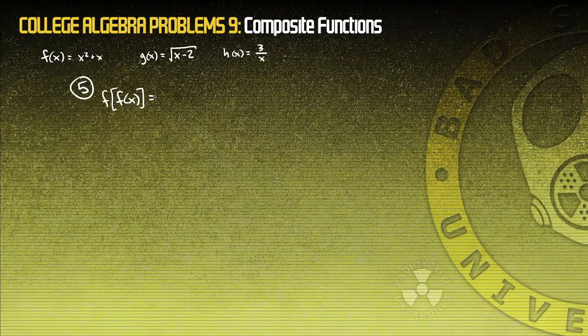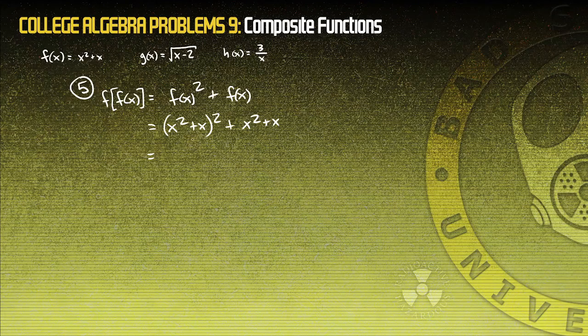Alright, number 5 is going to get a little trickier. So we have f of f of x. We're plugging the function f of x into itself. So you have f of x squared plus f of x, and that's going to equal x squared plus x quantity squared plus x squared plus x.